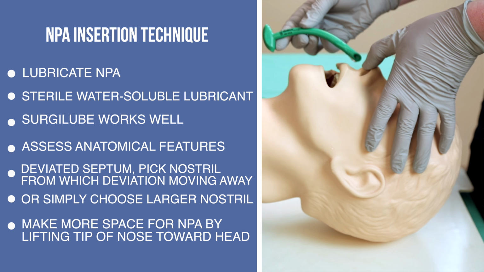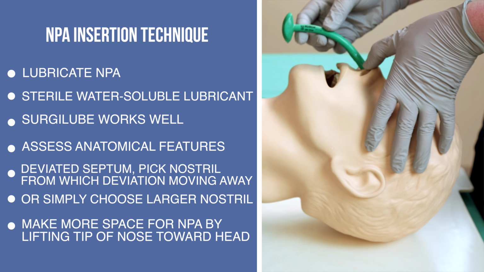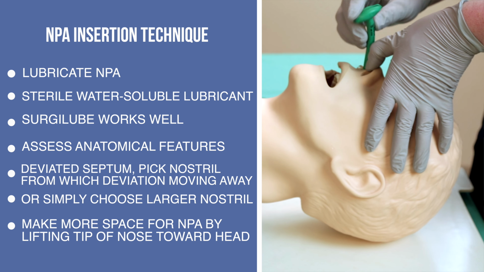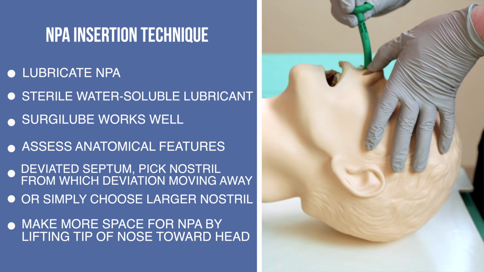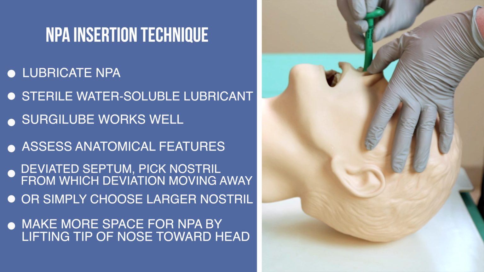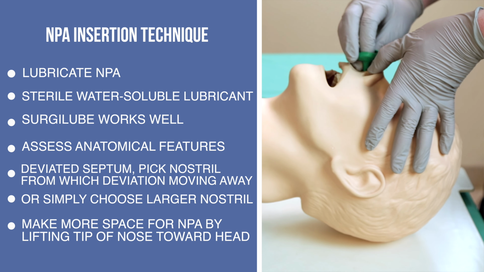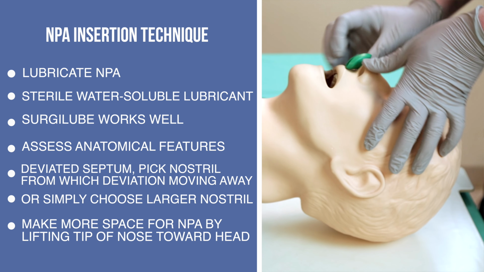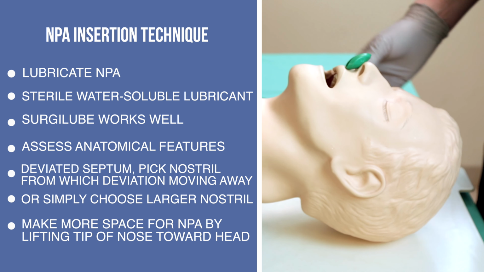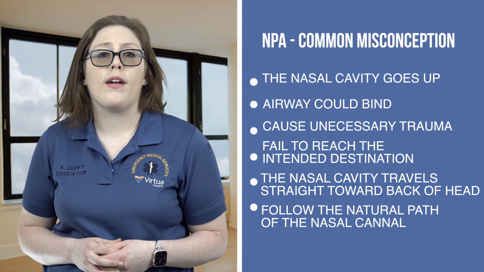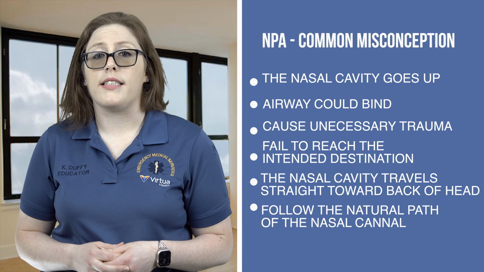Make more anatomical space for introducing the NPA by gently lifting the tip of the nose towards the patient's head. Adjust the airway so the bevel faces the septum as insertion of the nasal trumpet begins. Gently introduce the airway adjunct straight back until the flange is flush with the nostril. Always rotate the NPA into an appropriate direction of travel once the bevel has passed the septum.